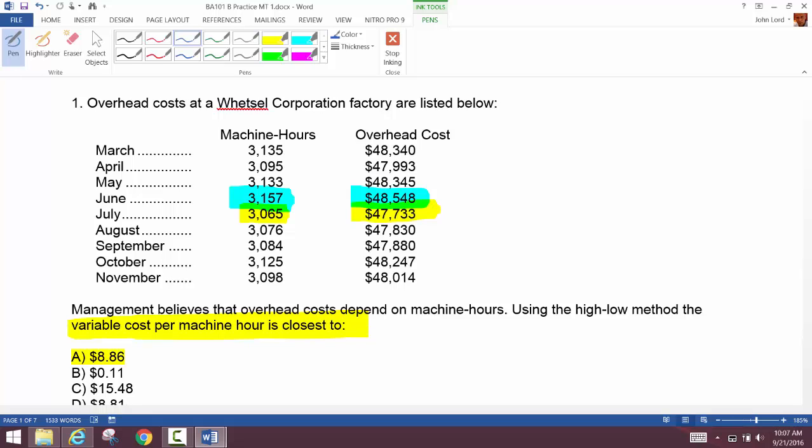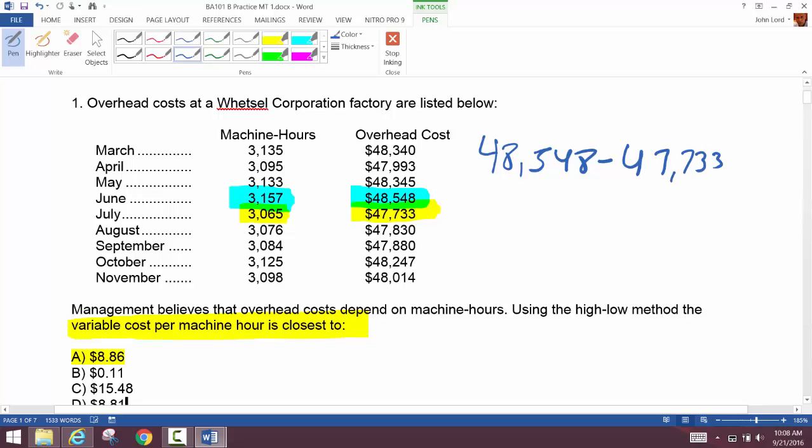Divide. So you want me to go ahead and do what? Put the high of 48,548 minus what? 47,733. I was in such a hurry to put the subtract sign, I forgot to finish writing the number. And I'm going to divide that by the difference in the activity at the high and the low.